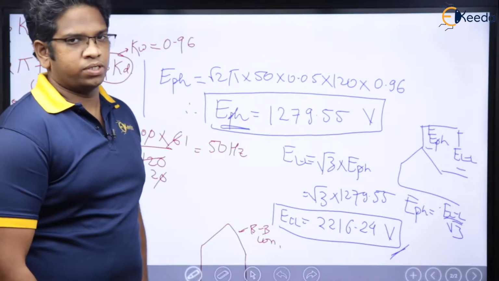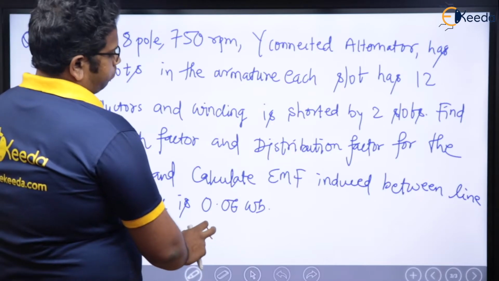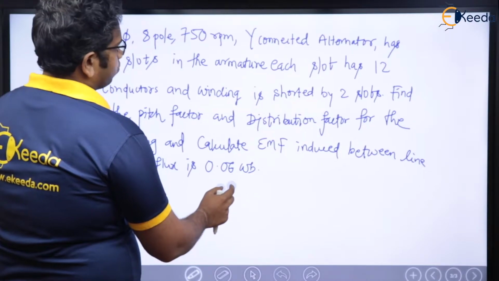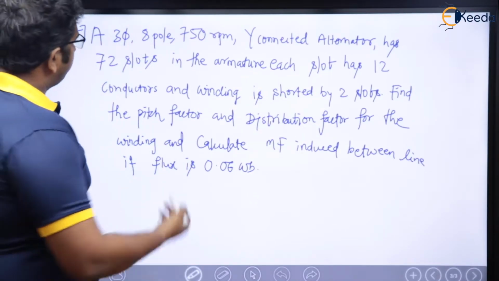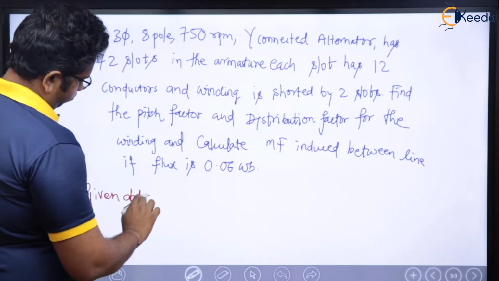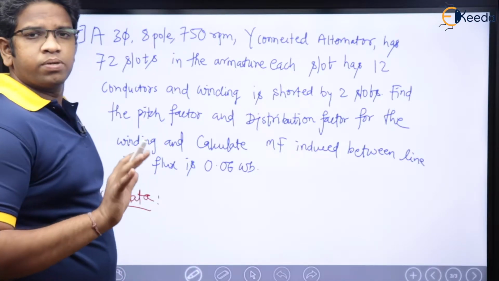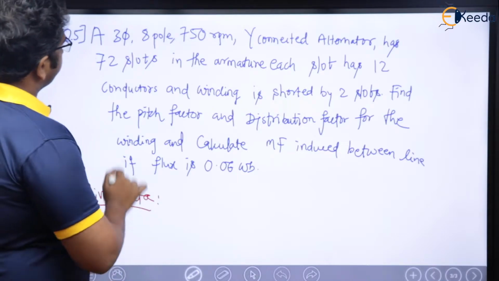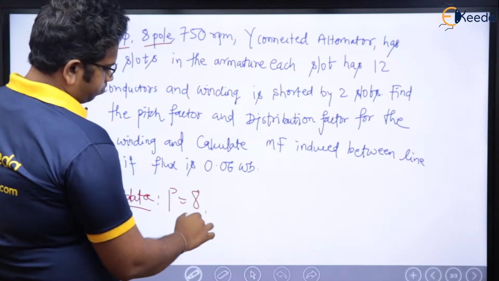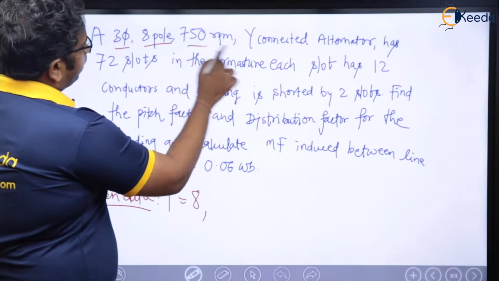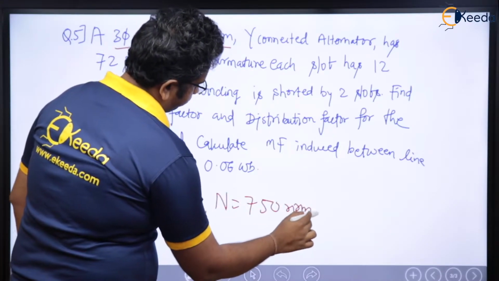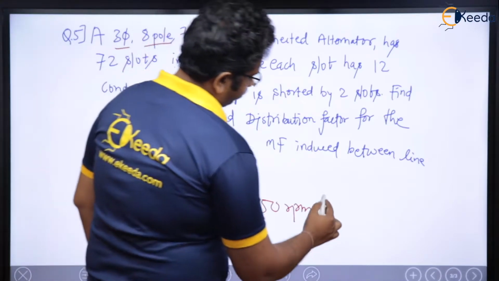Let us think of the next question. See here, in this question, what is the given data? Let me write the given data first. Very simple. Synchronous is easy, very easy. See, 3-phase, already we know. 8-pole, yes, the number of poles is 8. Information to write: 750 RPM is given, which means N is equal to 750. Then next, star connected they have given. Yes, important point.